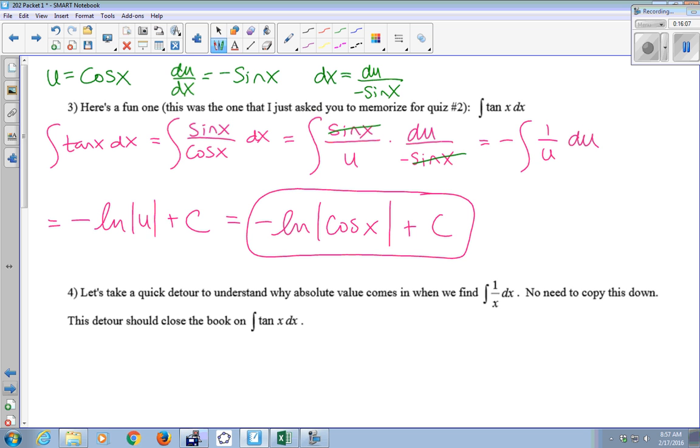Explain what? Negative ln u plus c? It's just a rule that we know. The antiderivative of 1 over u is ln u. Right, because we know that the derivative of ln is 1 over u, so we just go backwards.